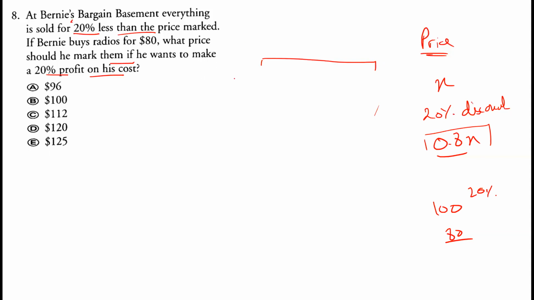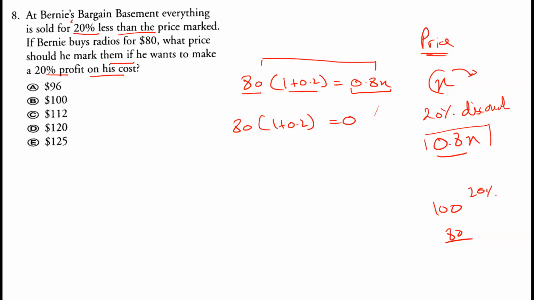Now you are buying this asset for 80. You need to add a profit of 20%. So 1 plus 0.2. This should boil down to how much? 0.8x. So if you sell it at this X price, and then after the discount, you are going to get 0.8x. Now, if you buy this asset for 80, and then eventually get a cash flow of 0.8x, you make a profit of 20%. So 80 into 1 plus 0.2 equals 0.8x.